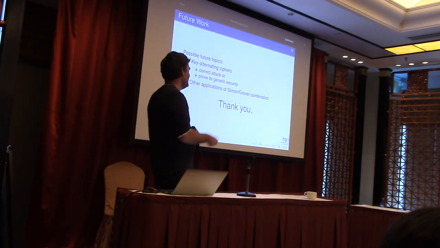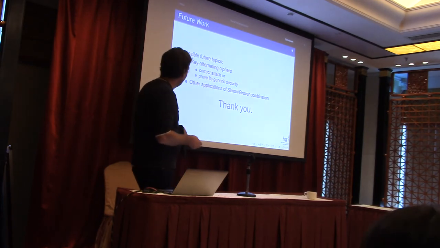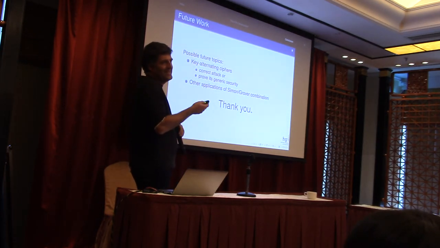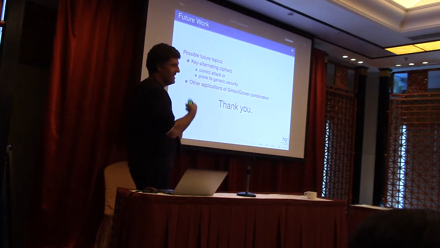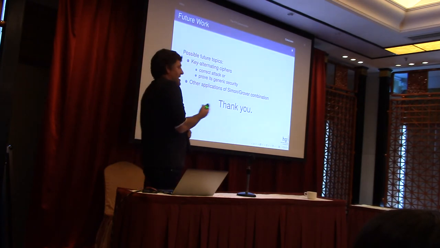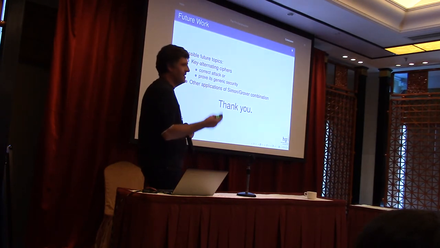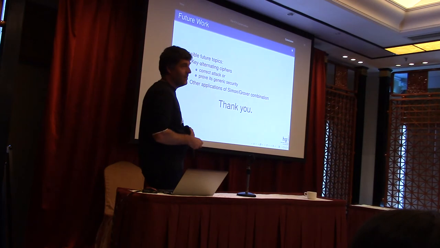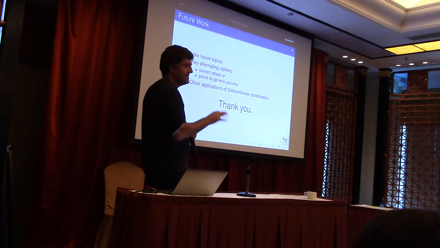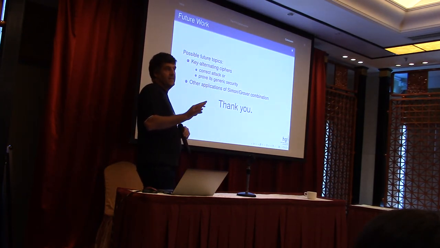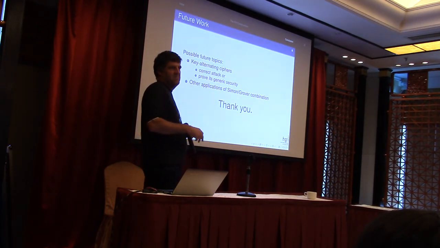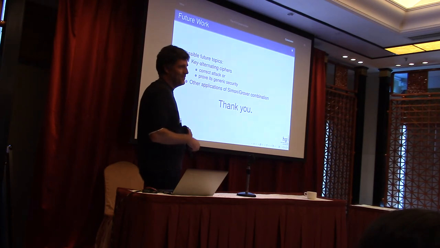To conclude, here are further topics that are worth working on. I think the most interesting way to continue is to look at these key alternating ciphers. I don't even know what I should expect. Either there is a correct attack, not this one, which doesn't work, so it's a good topic to search for a correct attack, or try to prove, as we also know classically, that in a generic, idealized setting these key alternating ciphers are secure. Maybe it's not true, but it's worth trying to prove that they are secure. Or look at other applications of this Simon-Grover combination. That's all I wanted to say. Thank you very much.